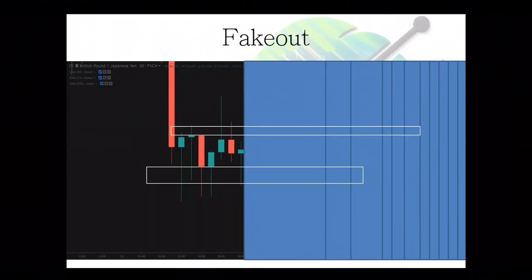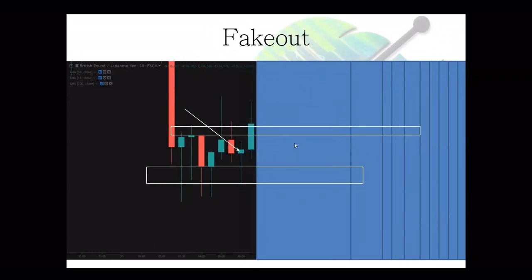Now, if we're looking at this bullish candle right over here, it seems like it's rejecting this support. We don't know whether the next candle is going to go up or down, because the body of this bullish candle is pretty small. So we don't really know if it's going to continue up or down. We're just going to wait for the next candle to form.